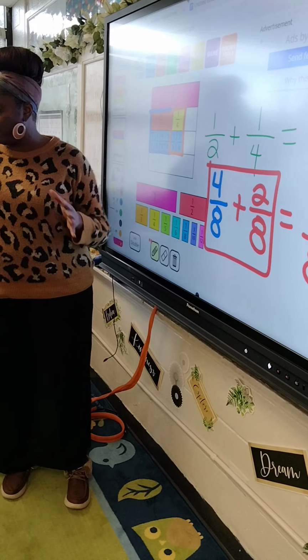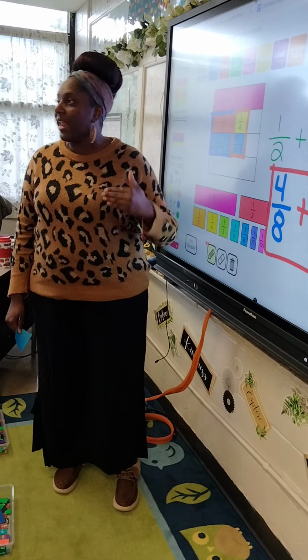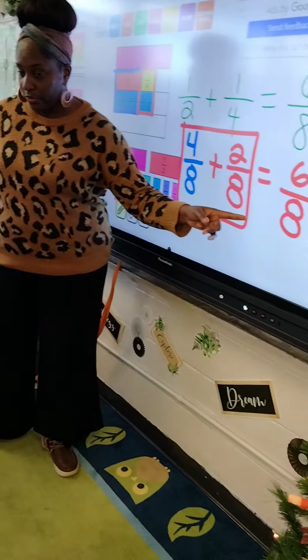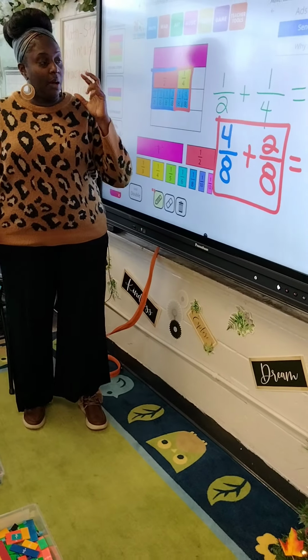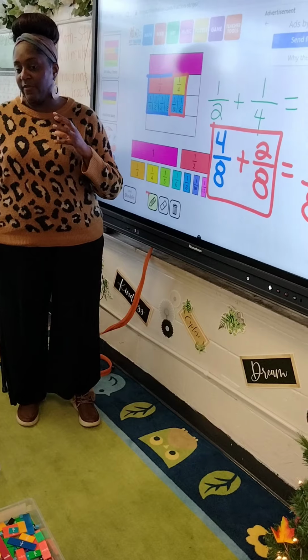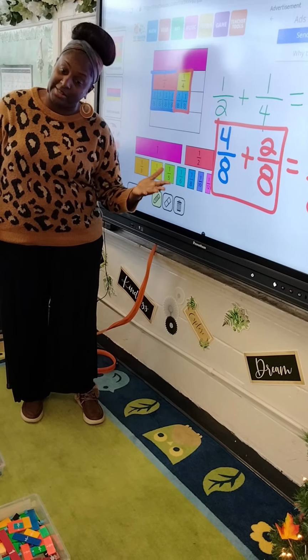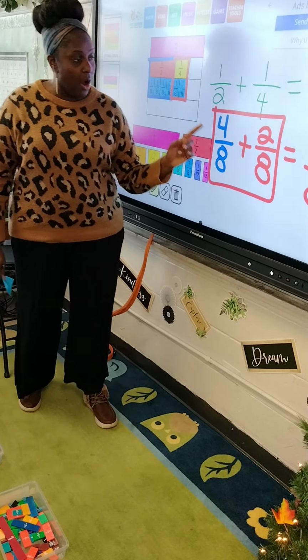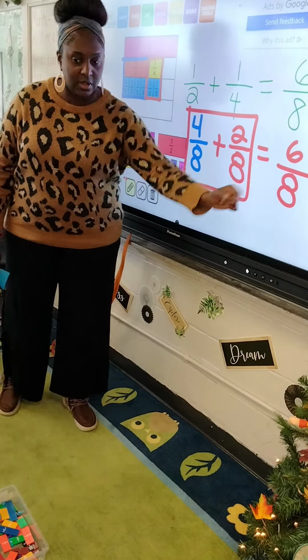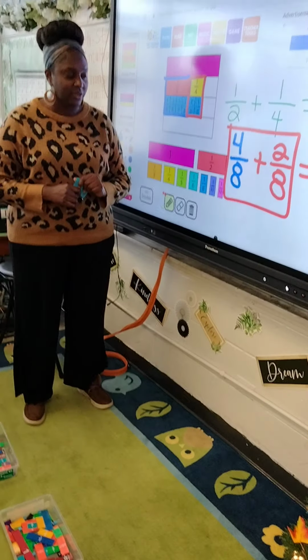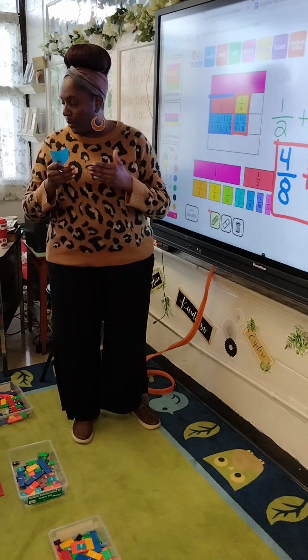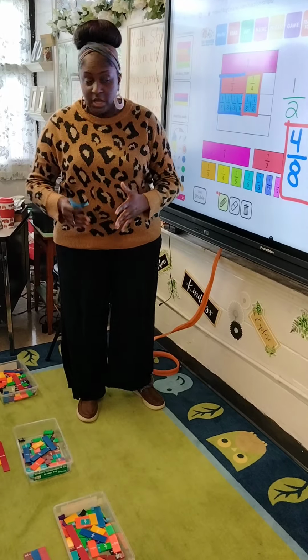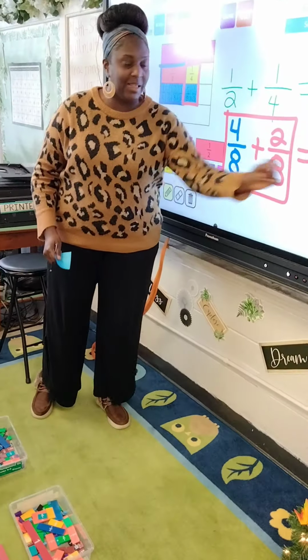They still did not add straight across. How do I know? Because 8 plus 8 is 16. So I know they didn't add straight across. Going back to my point, I'm stressing this: we do not add fractions straight across, nor do we subtract them when we get to subtraction. They only added the numerators and kept the denominator. So your goal when you add fractions is to come up with a common denominator. If you get a common denominator, you can add the numerators.